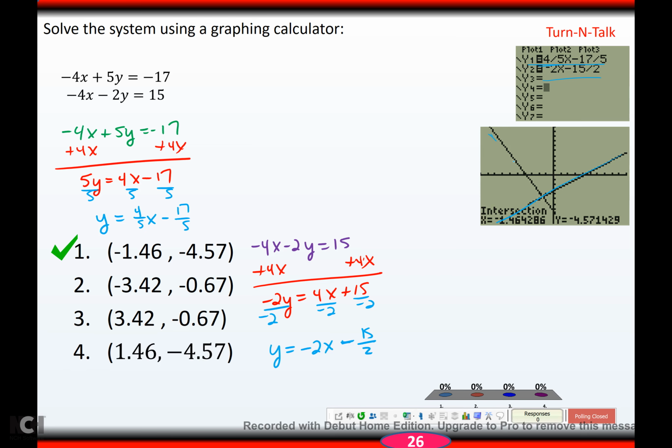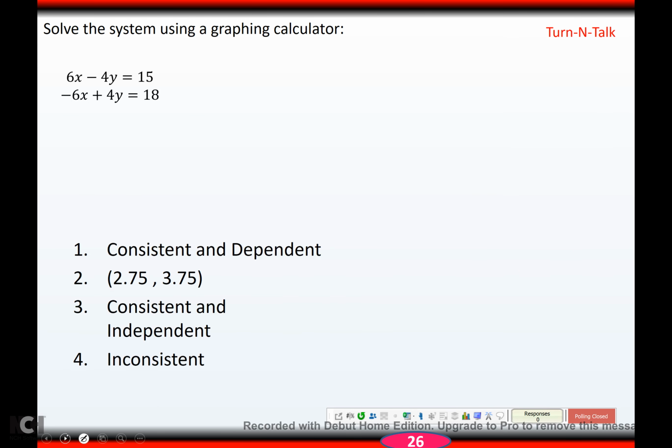Hit graph, calculate intersection, and it's negative 1.46 if I round, and negative 4.57 if I round. Okay? Alright, try this one. Hit pause, come back when you're ready.